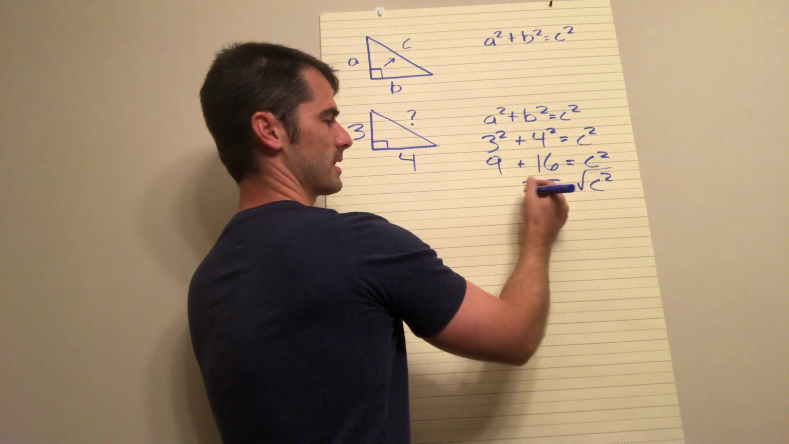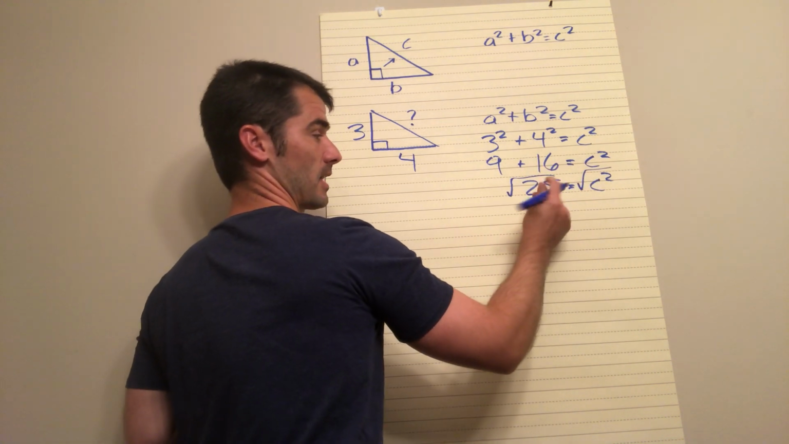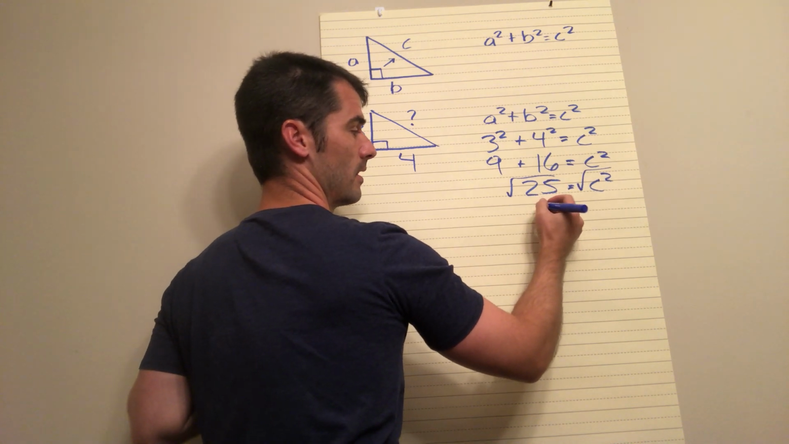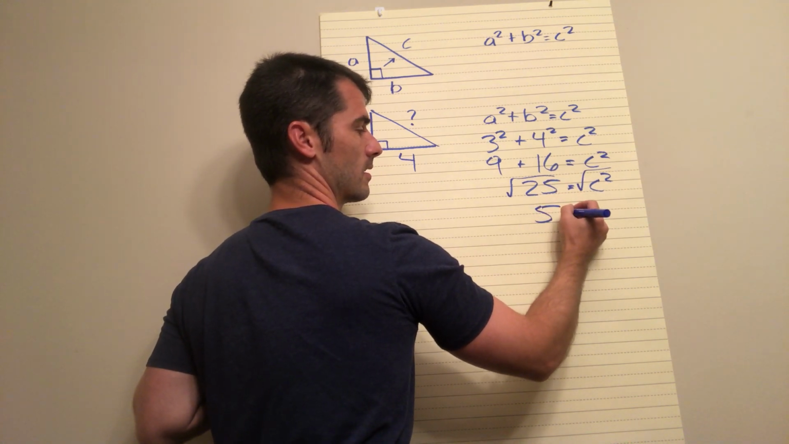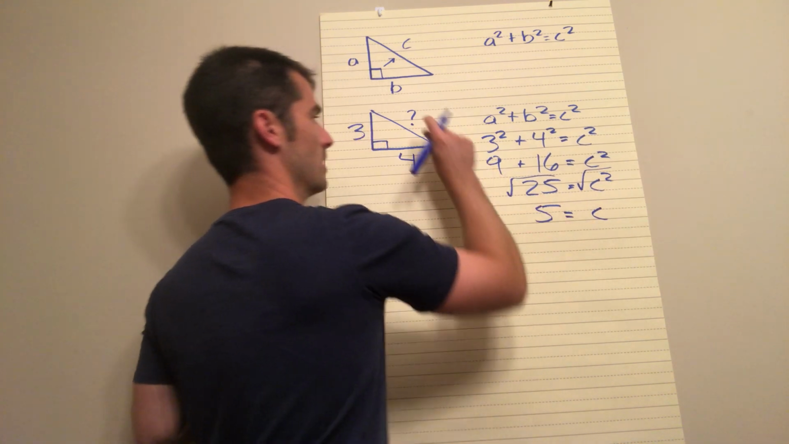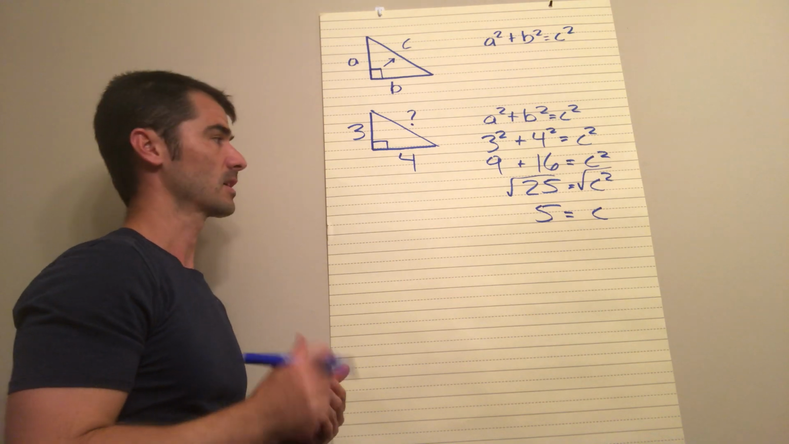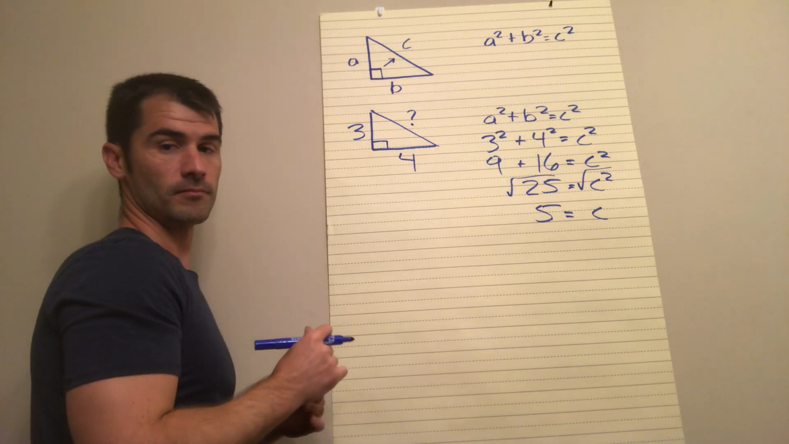Again, what number times itself gives us that number. And if we square root that side, I have to square root the other side. So the square root of 25 is 5, and the square root of C squared is C. So our answer here was 5, which makes sense, because we said it would be the longest side.